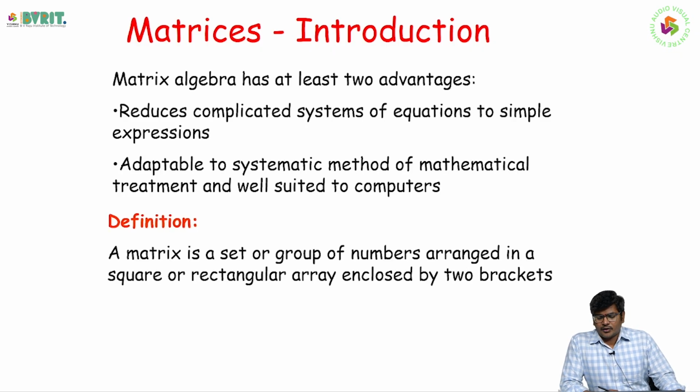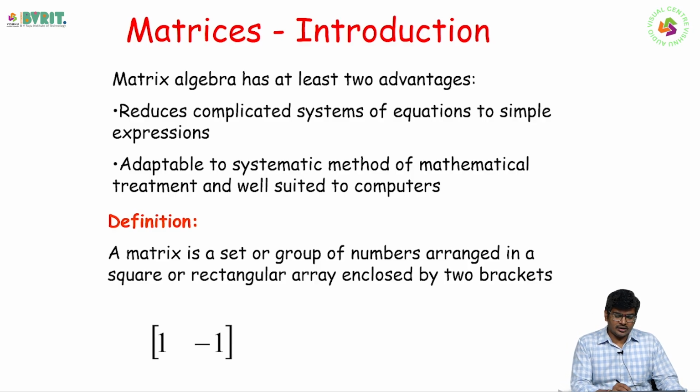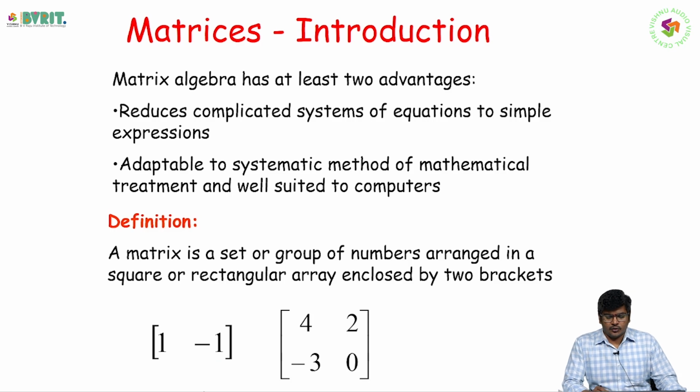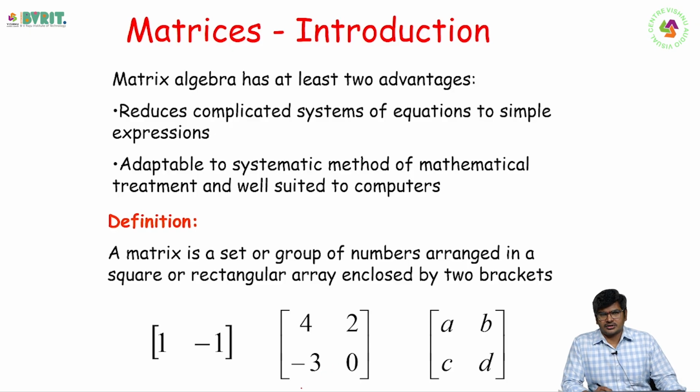A matrix is a group of numbers arranged in a square or rectangle, enclosed by two brackets. Example, these are 1, minus 1 and 4, 3, 0. They are the examples. The elements are arranged in rows and columns. That array is called a matrix.